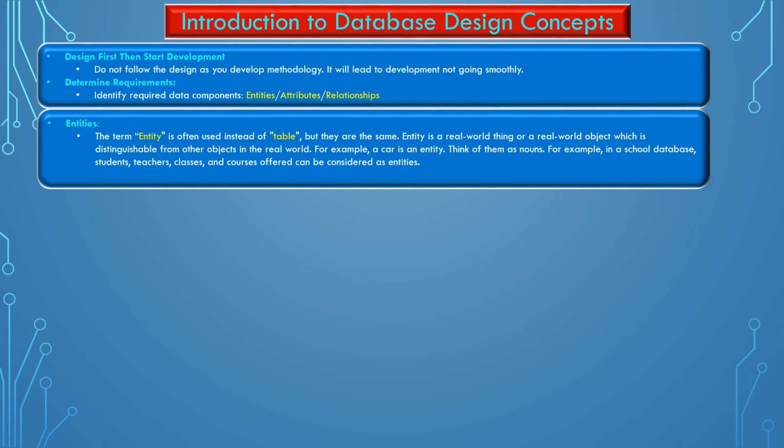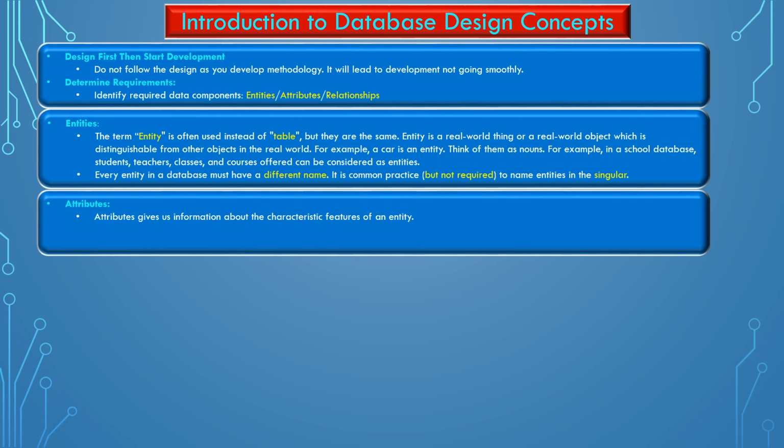Let's take a look at the definition of an entity. The term entity is often used instead of table, but they are the same. Entity is a real-world thing or a real-world object, which is distinguishable from other objects in the real world. For example, a car is an entity. Think of them as nouns. For example, in a school database, students, teachers, classes, and courses offered can be considered as entities. Every entity in a database must have a different name. It is common practice, but not required, to name entities in the singular.